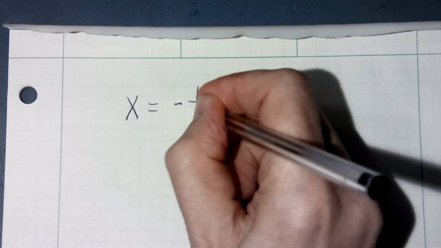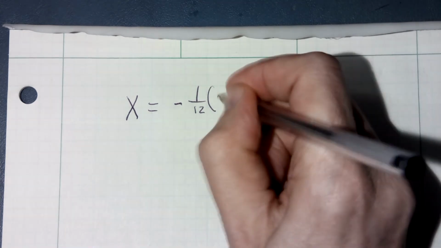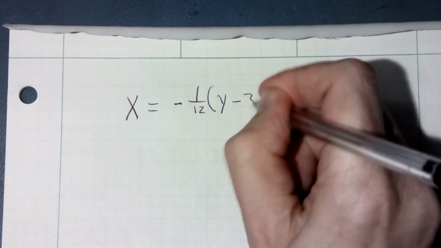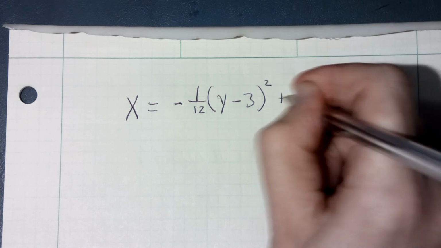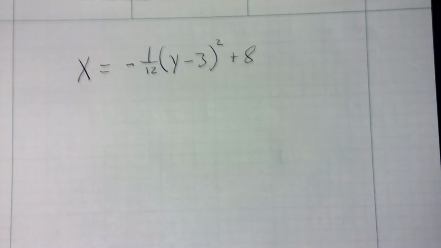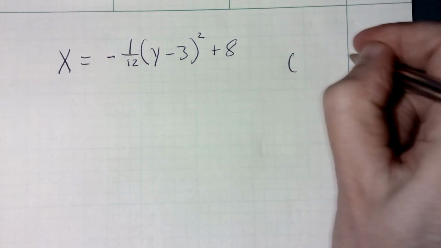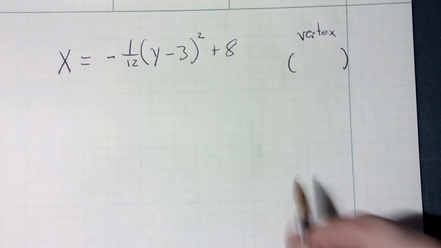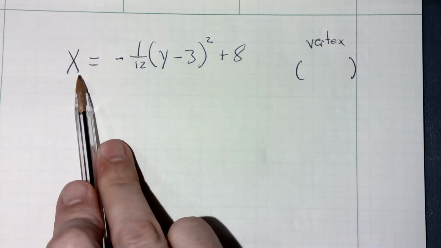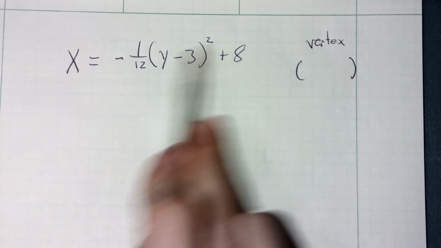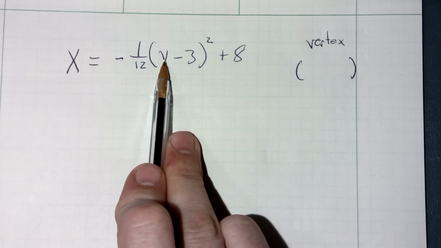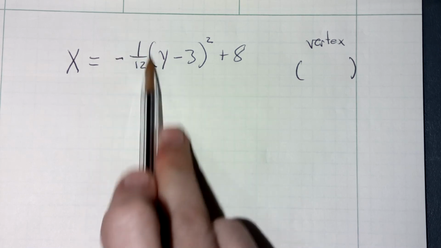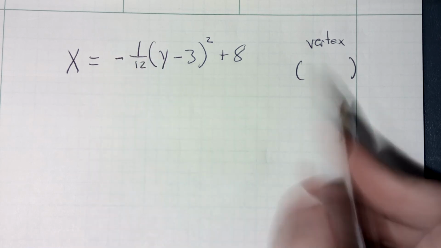Let's do this one. X equals -1/12 parentheses y minus 3 squared plus 8. Now again, first thing I'm going to do is find the vertex and tell me if it's opened up, down, left, or right. Well, since x is not squared, the y is squared, I know this one's going to be open right or left. And since this value in front of the parentheses is negative, it's open left.